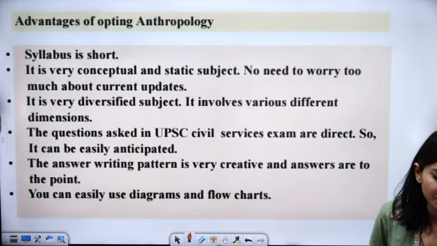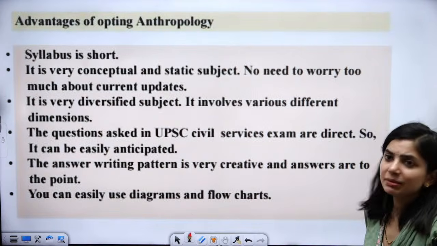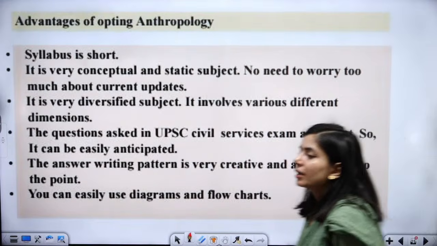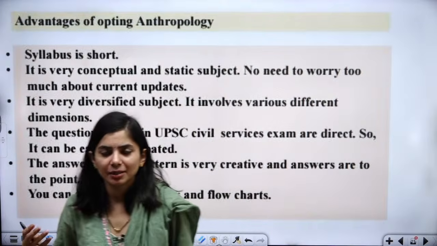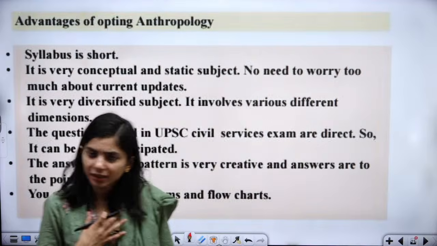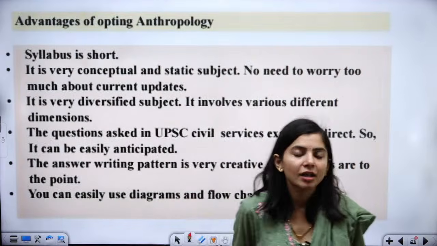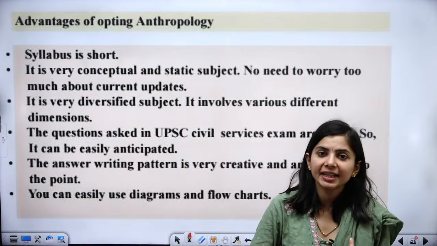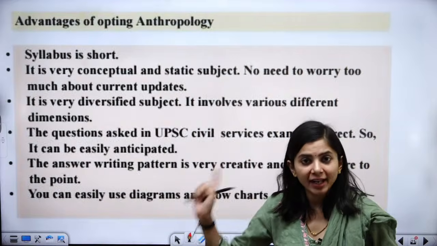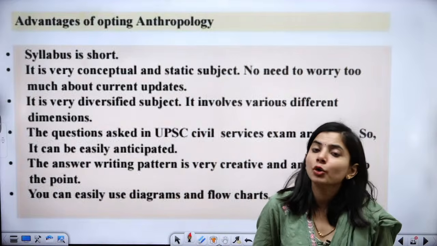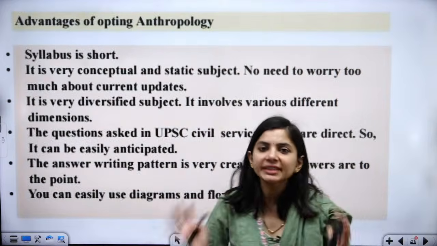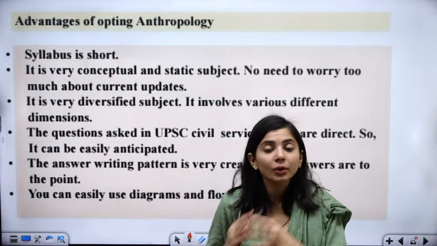Because you opted for this optional, one thing is the syllabus is short. Next, it is a very conceptual and static subject, means UPSC is not going to ask something out of syllabus. See, one or two questions are going to be bouncer questions for sure, 10 markers. I am not saying that I can cover everything. On the very first day, I am not saying I would help you to understand the UPSC trend. I'm not going to say I will help you to predict the UPSC paper. I'm not going to say I will be helping you to cover 100%. Why? Because all these things do not exist.